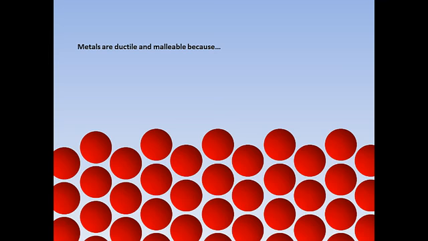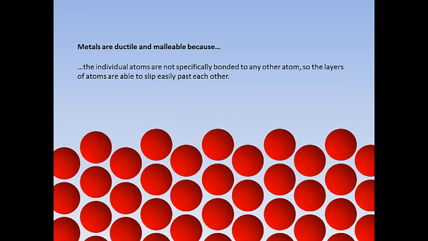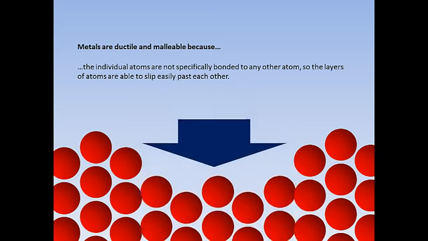Metals are ductile and malleable because the individual atoms are not specifically bonded to any other atom, so the layers of atoms are able to slip easily past each other when a force is applied.